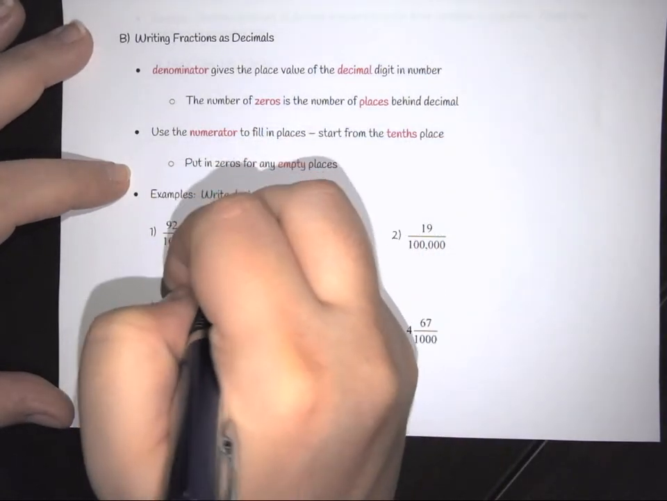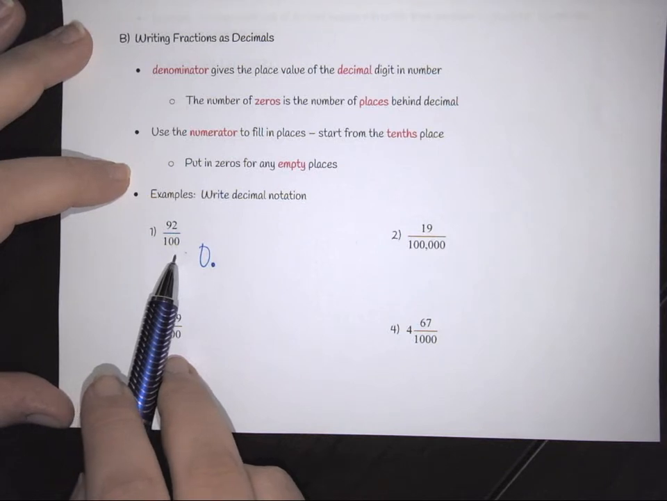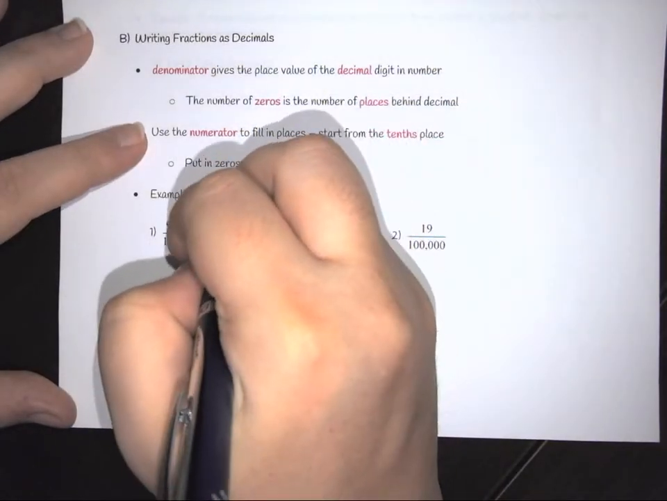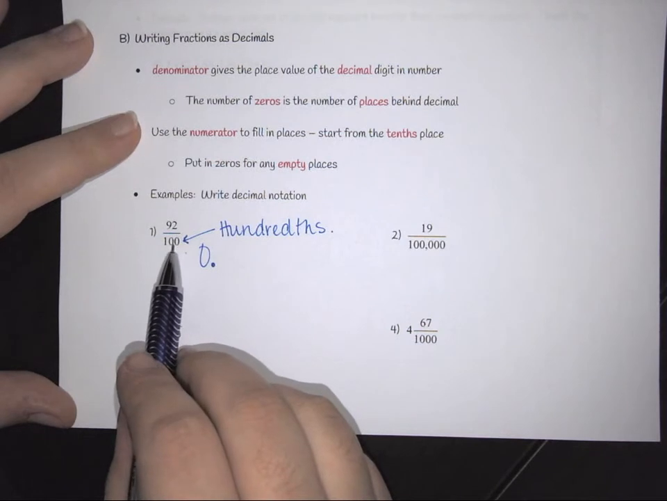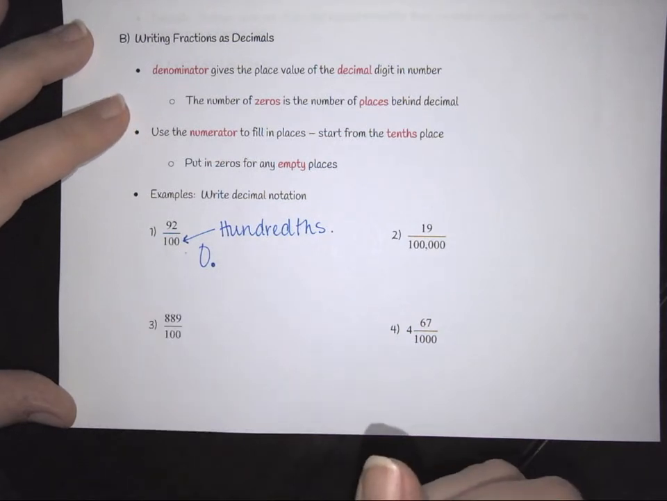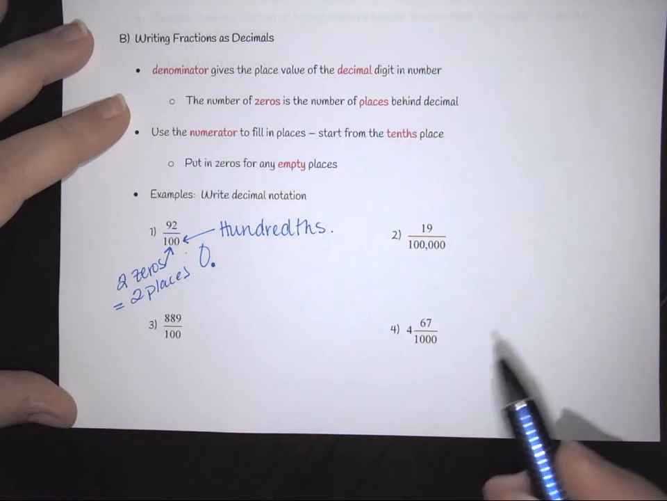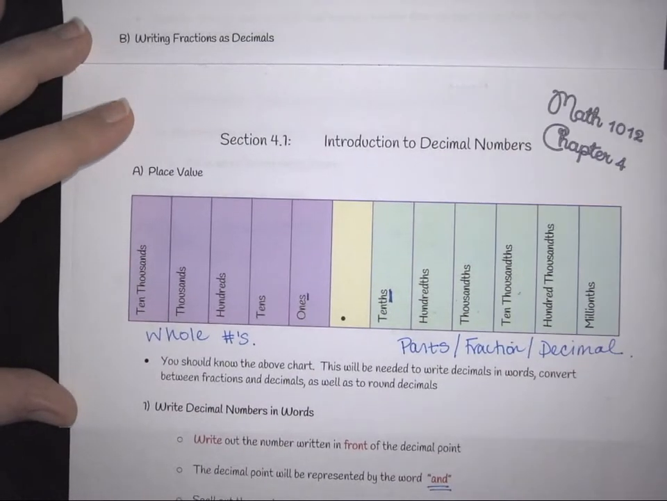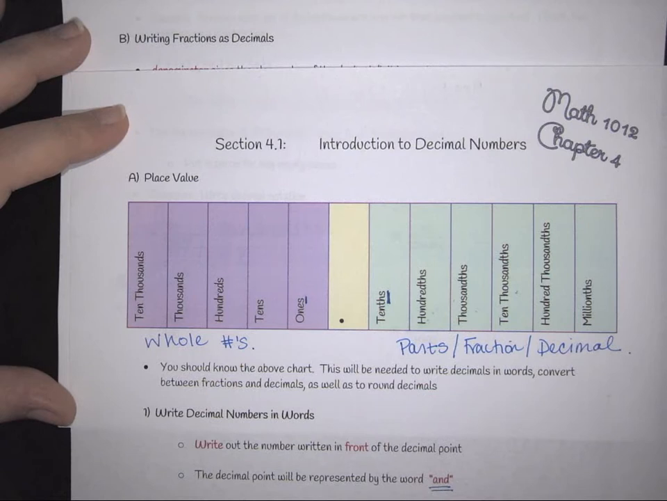So we know that we're going to start with 0 point, and then the number in the bottom, so this tells you the value of the decimal digit. Okay, so this right here is telling you that you are in the hundredths. The number of zeros, okay, tells you the number of places behind the decimal. So here we have 2 zeros, so 2 zeros equals 2 places. So this is going to be 0.92. So if we look at that roadmap again, notice my hundredths is the 2nd spot behind the decimal. So we had 92, so we would fill in 92. Okay.